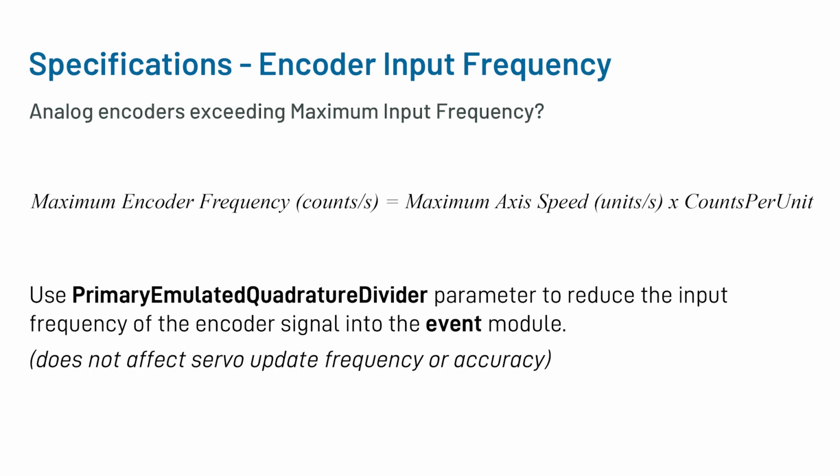This simply reduces the resolution of those internal tracking counters to allow for a faster axis movement while still providing accurate PSO tracking. You can determine if you need to use this parameter based on this equation, where your maximum encoder input frequency is equal to your maximum speed in user units times your counts per unit axis parameter. For reference, this counts per unit axis parameter is what does the actual conversion from encoder counts to user units in the axis configuration. If this value you calculated is above 100 MHz, then it is advisable to use this primary emulated quadrature divider parameter.